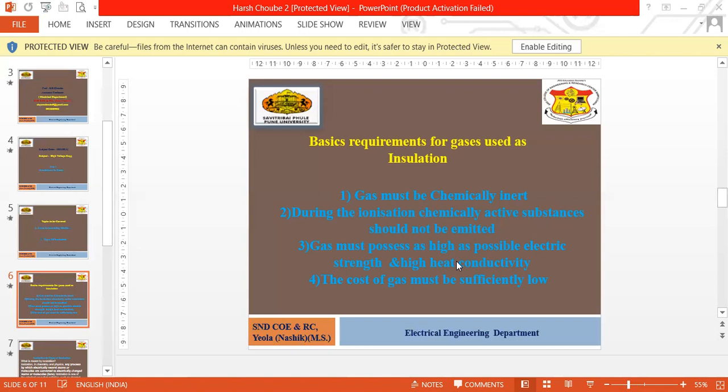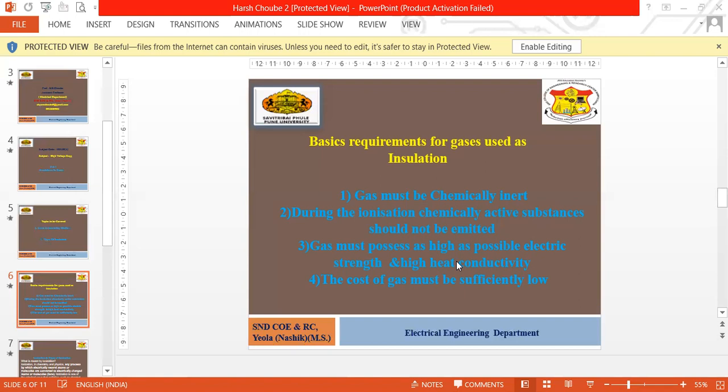Now third is that gas must possess as high as possible electric strength and high heat conductivity. It means that it can withstand very high electrical energy, a high electrical voltage, and it should also have high heat conductivity. And the last and important one is that the cost of the gas must be sufficiently low.